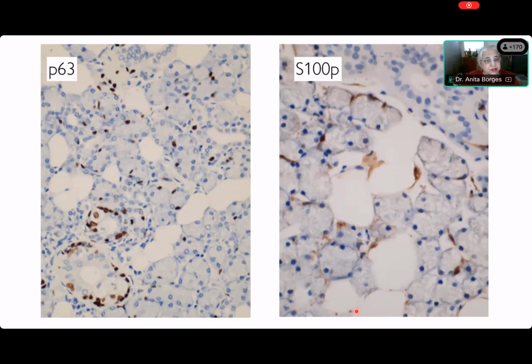So P63 is not a marker only of myoepithelial cells. It is a marker of both myoepithelial and basal cells, and this is true in the salivary gland. In other organs like the prostate, where there are no myoepithelial cells, P63 marks basal cells. In the breast, you have myoepithelial cells, and P63 is used as a marker of myoepithelial cells. So it depends on what it is that you are looking for. A more specific marker of myoepithelial cells in the salivary gland is S100 protein.